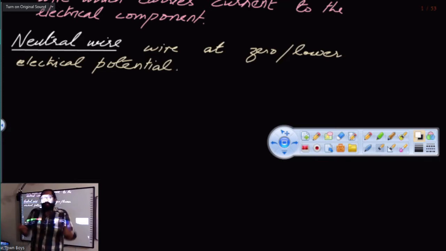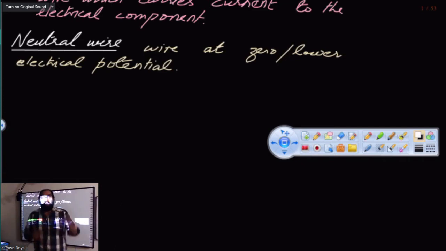Now, that's what is live and neutral wire. A live wire is a wire which is at a higher electric potential, and a neutral wire is a wire which is at a lower electric potential. A wire at higher electric potential, positive or negative, is named as the live wire, and a wire which is at neutral, zero potential or low potential is named as a neutral wire.